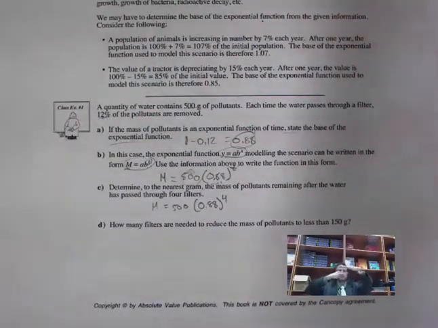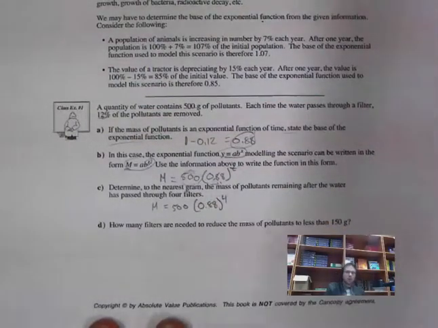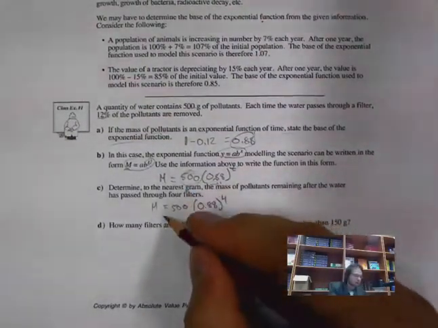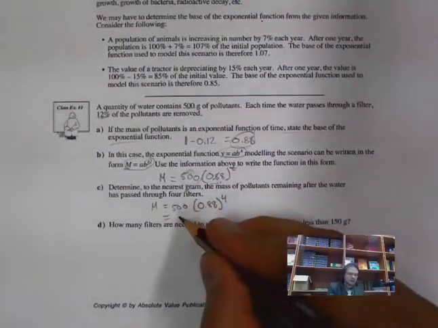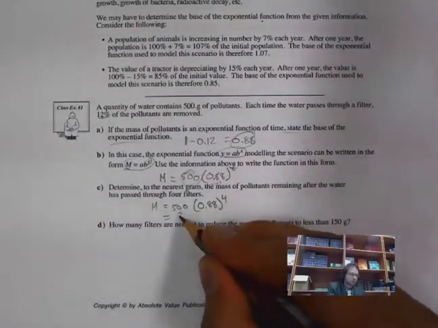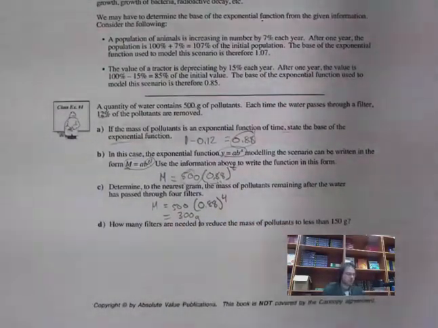So here's my filters that go down. 88% of the original comes down, hits this one. 88% of what made it through hits that one. Then 88% of what hits through the next one. Then 88, so it keeps on going down like that. So we multiply by 0.88 4 times, which will end up giving me a total of 299.84, which is approximately 300 grams. So we want to the nearest gram.